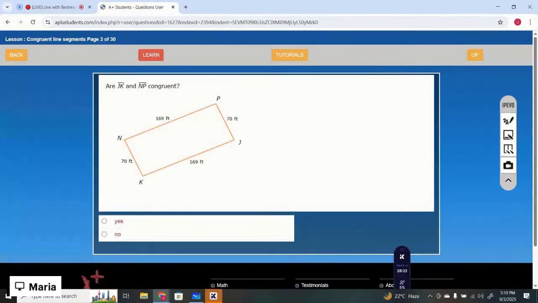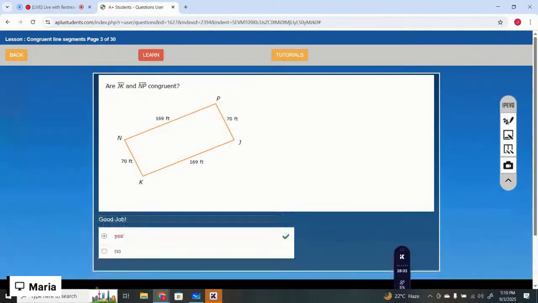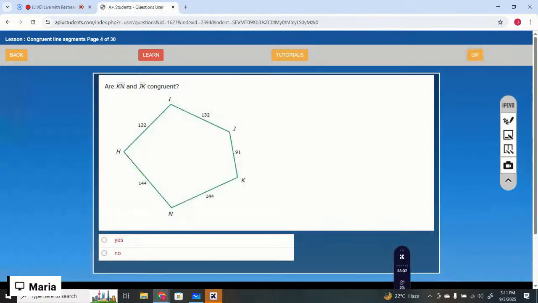Are JK and NP congruent? JK is 169 and NP is also 169. So yes, they are congruent. Are KN and JK congruent? No, they are not congruent.